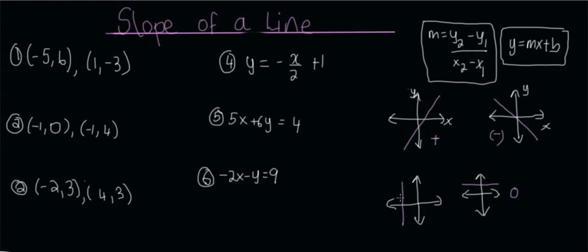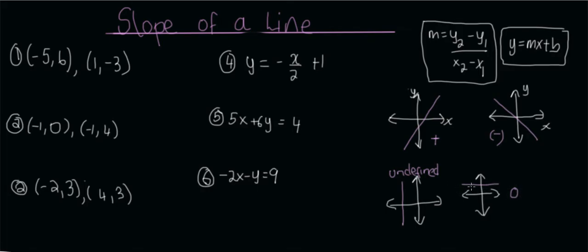If you're going straight up, this is a vertical line where the slope is undefined. Think about it like it's very, very steep. For this last example, it's a horizontal line. That means you're not going up or down. This is when the slope is zero because there's no steepness.